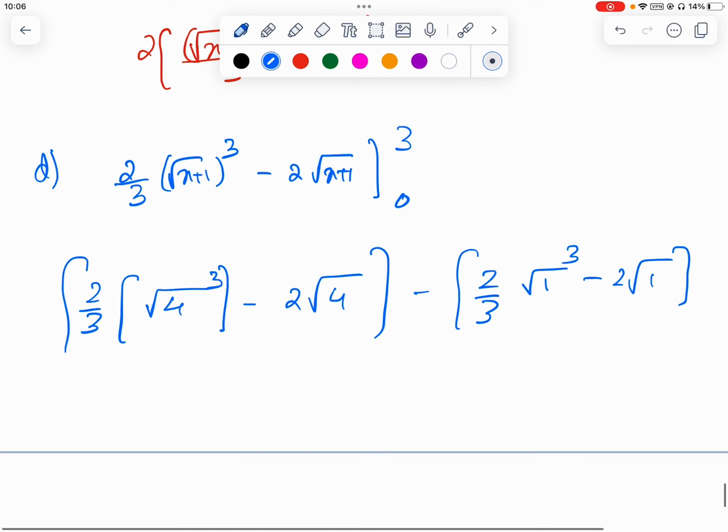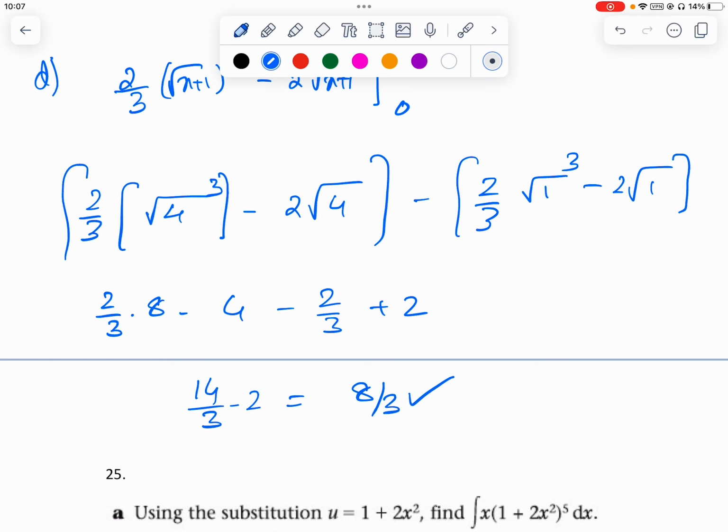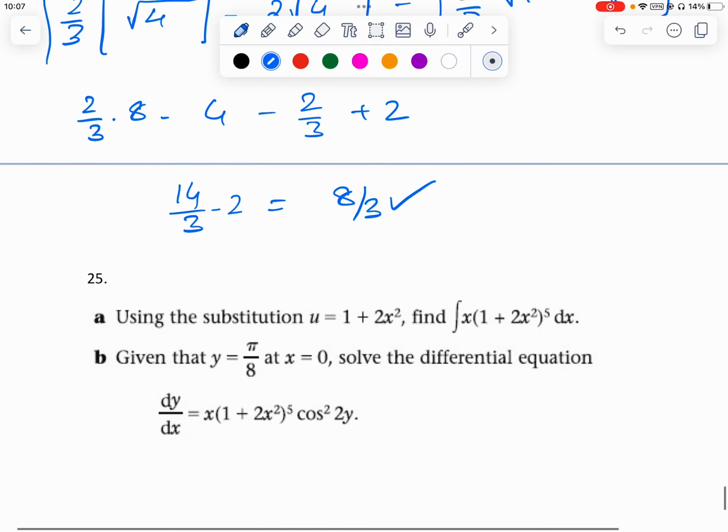So it becomes 2 upon 3 times 2 cube is 8, minus 4, minus 2 upon 3 plus 2. So it becomes 16 upon 3 minus 2 upon 3 is 14 upon 3. 14 upon 3 minus 2, which is 8 upon 3. So my final answer is 8 upon 3.